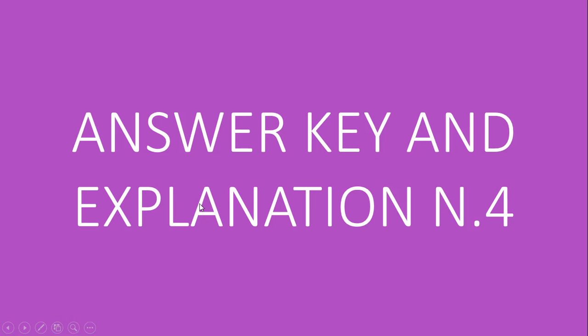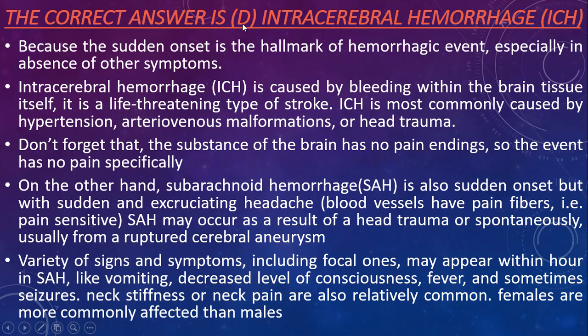Answer key and explanation number 4. The correct answer is D, i.e., intracerebral hemorrhage, ICH, because sudden onset is the hallmark of a hemorrhagic event, especially in the absence of other symptoms. Intracerebral hemorrhage, ICH, is caused by bleeding within the brain tissue itself. It is a life-threatening type of stroke. ICH is most commonly caused by hypertension, arteriovenous malformation, or head trauma. But don't forget that the substance of the brain has no pain endings, so the event has no pain specifically.